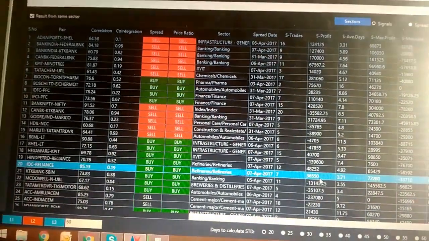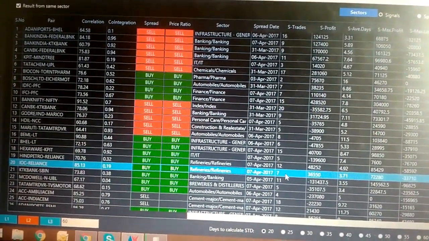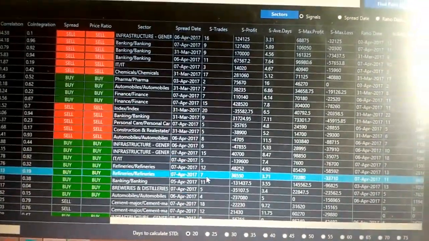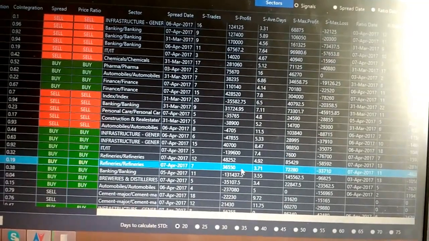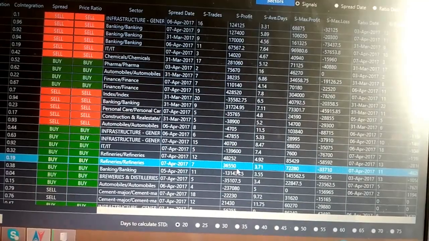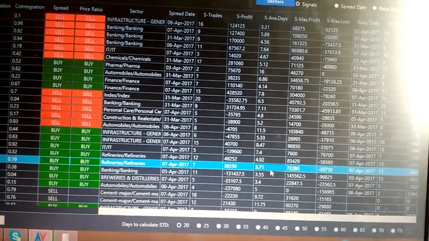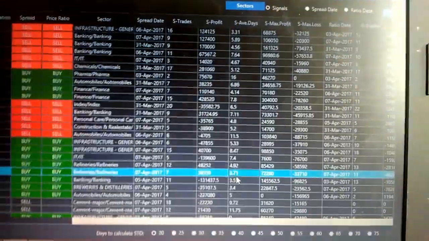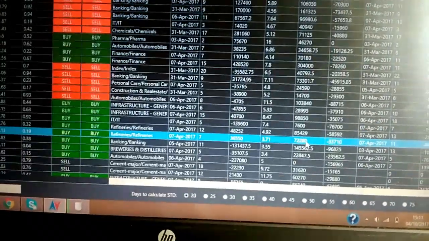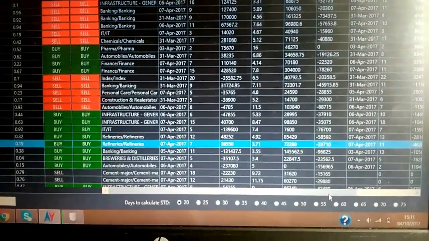This is the back test from here. S trade means the number of trades that happened in the last 2 years with spread. Here in this case 7 trades happened, and S profit means whether the trade is in profit or loss. In our case this trade is in a profit of 36,550. S average days means spread average days, how many days a trade lasted. For example, on an average a trade lasted for 3.71 days. S maximum profit is the maximum profit in a trade, and S maximum loss is the maximum loss in a particular trade.